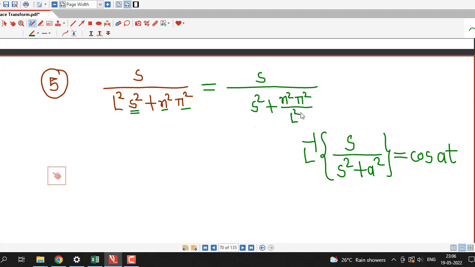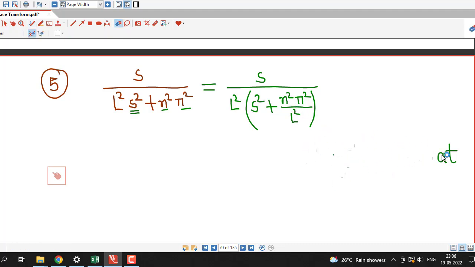And if I multiply this by L square, then we can see this is going to be L square s square, that is correct, plus L square will cancel out with this L square, and n square pi square. So I have written it in another form. Because I require the coefficient of s square to be 1, I take L square common here. So here I have to divide this quantity by L square. So this is now in that form.